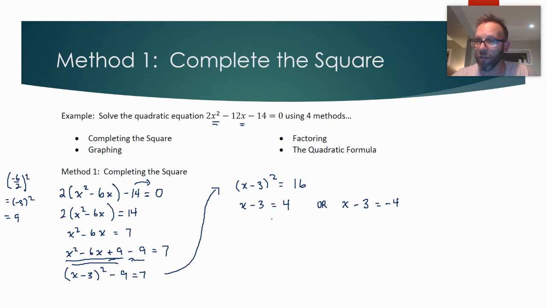And this gives you 2 answers. 7 minus 3 is 4. So x equals 7 is one answer. And then -4 plus 3, -1, is another answer.